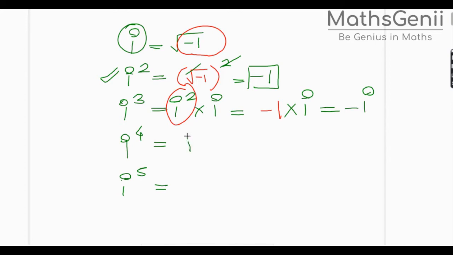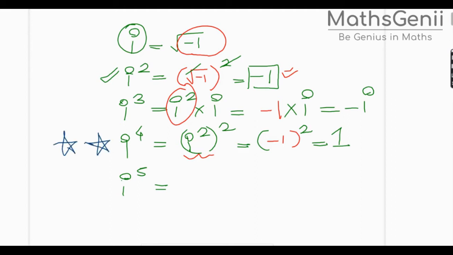I raised to 4 can be written as (i square) square. What is i square? I square is minus 1. So (i square) square is (minus 1) square. Any negative number squared is always positive. So this is the most important value. I raised to 4 is the most important value.